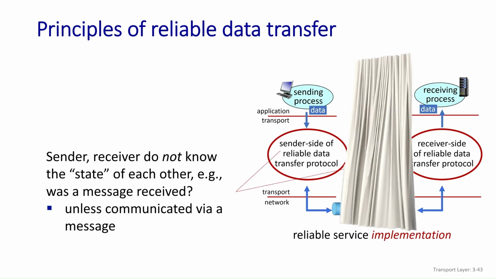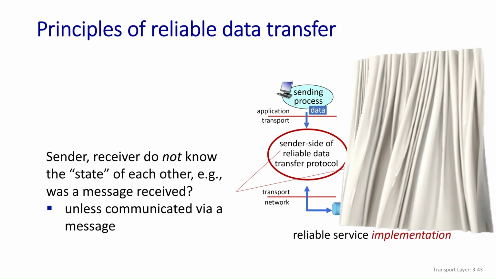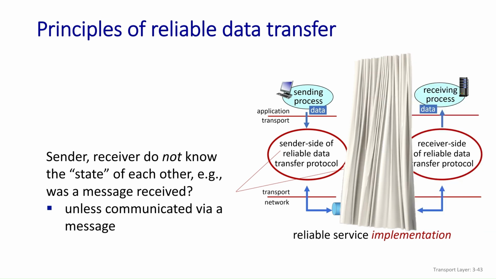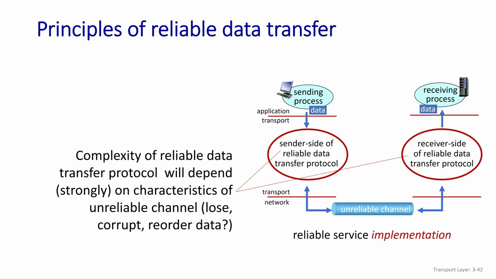The sender and receiver do not know each other's state. They have no idea whether the message was received or not, unless explicitly told. So until the sender and receiver communicate with each other, I mean, the receiver sends an acknowledgement, the sender won't be able to identify whether the packet was received on the other side or not. Okay, but let me come back to this point. We will keep discussing the complexity of this again and again.